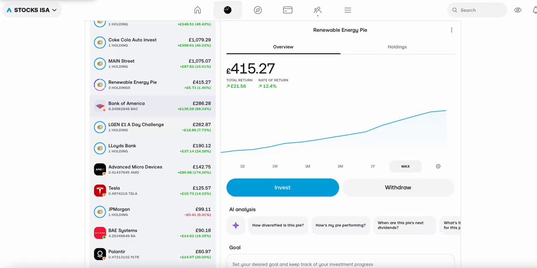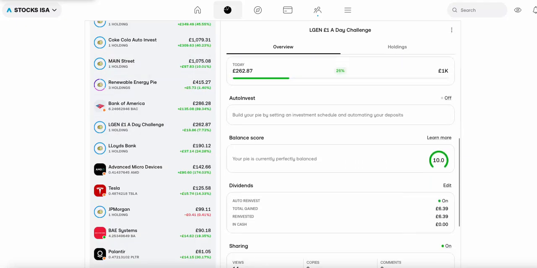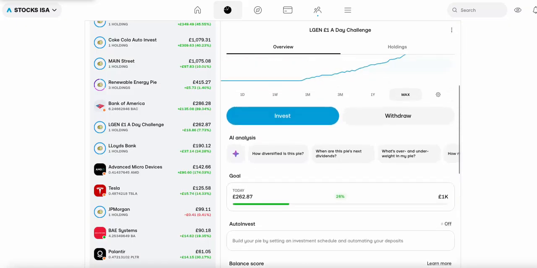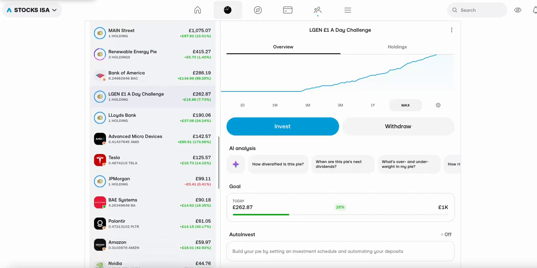Bank of America, we're currently up £135. This stock I haven't really touched since the Silicon Valley Bank crash. That was when I bought this, and I've been up ever since. Legal & General, this is what I was doing with Main Street, but I've now changed it to Legal & General, a UK company. Again, another strong company that pays dividends as well. We're currently up £18. This one, again, as it says, £1 a day challenge. So every day I invest £1 into Legal & General.